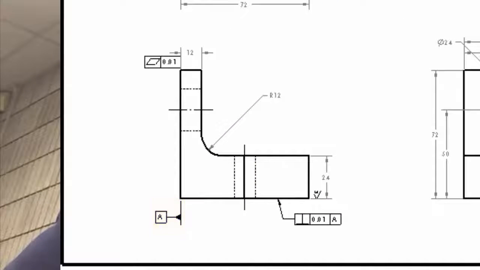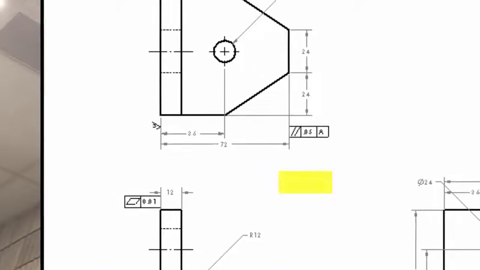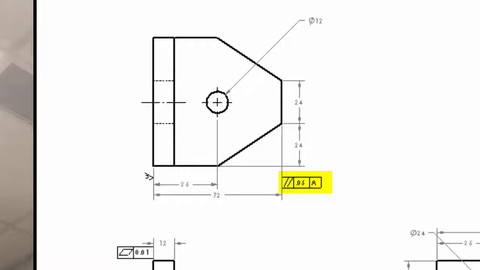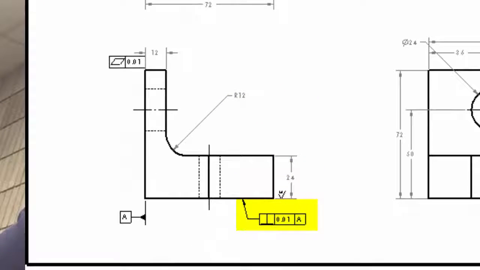The next sentence states that surface C should be parallel to datum A. Therefore, you should add the feature control frame indicating that. Surface B should be perpendicular to datum A. Notice the feature control frame for that statement. Datum A surface should also be flat. That requires another feature control frame.